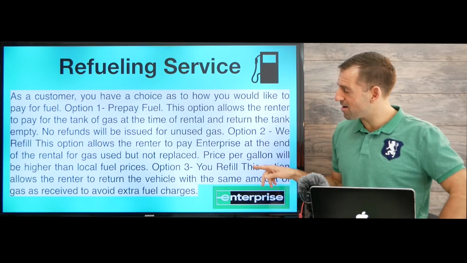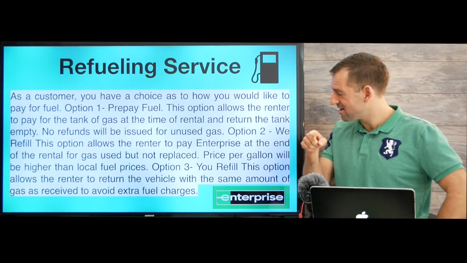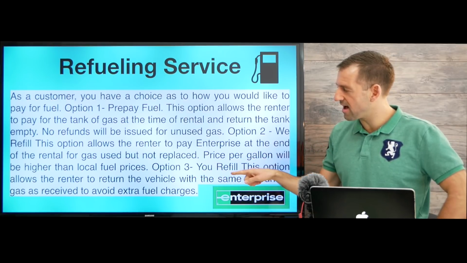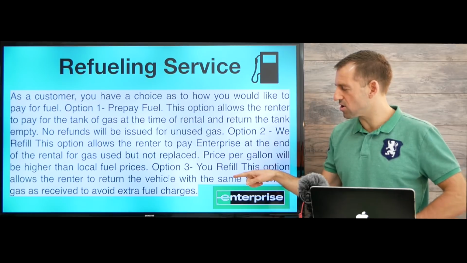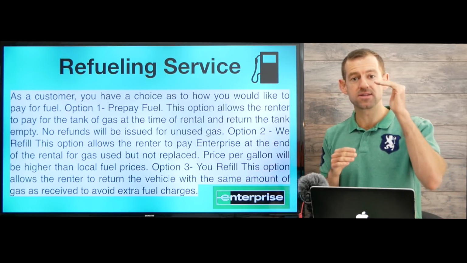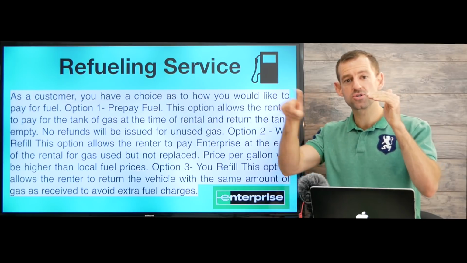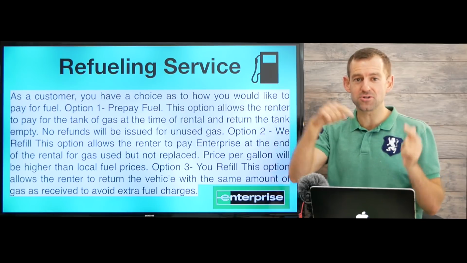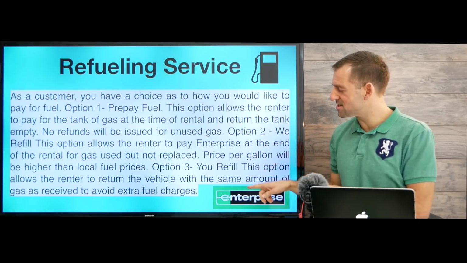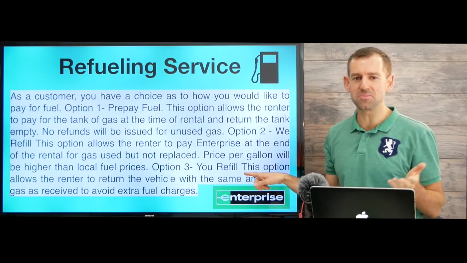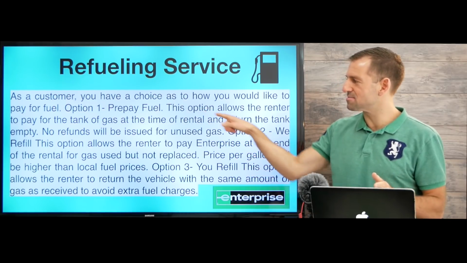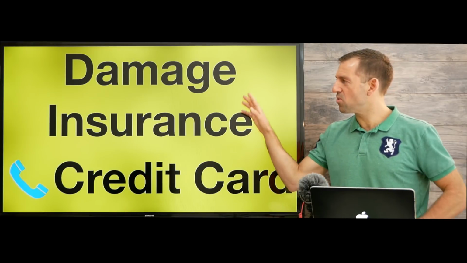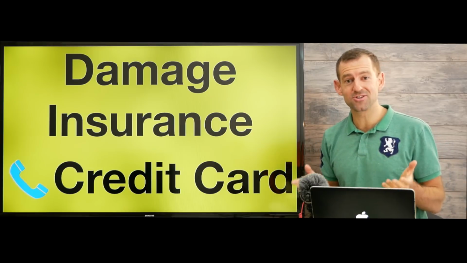So the third option is you refill. Now this option allows the renter to return the vehicle with the same amount of gas as received to avoid extra charges. Okay, so you get the car, the tank is full, and then when you're finished driving around, you have to go to a gas station and fill it back up and then return it. Okay, so there's your 3 options. This option, option 3, is always the cheapest option, but these options might be a little bit more convenient depending on your schedule.